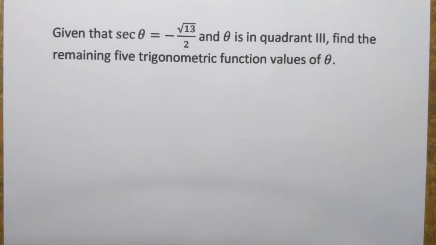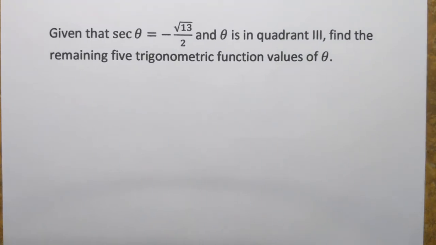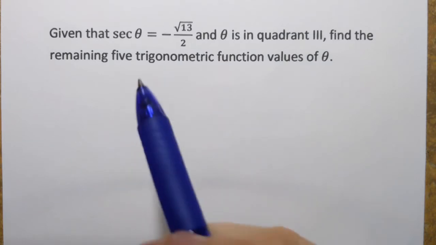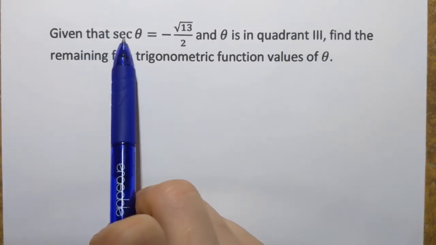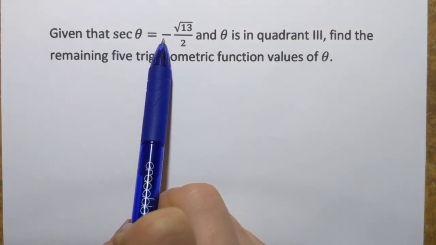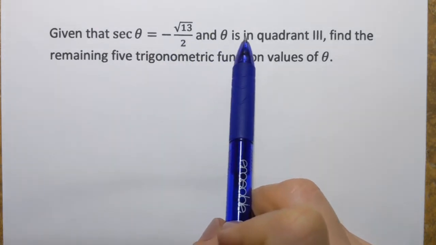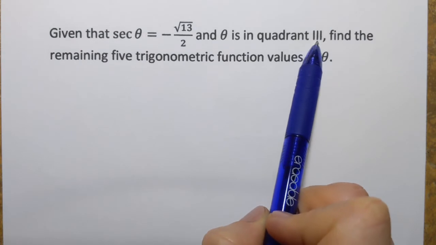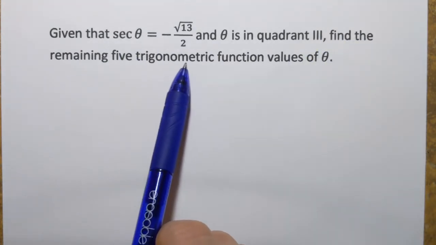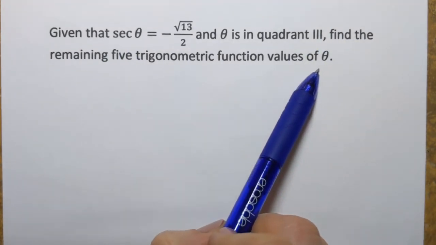Hi everyone! In this video we're going to learn how to find all 6 trigonometric function values of an angle if you only know one of those 6 function values, and you also know in which quadrant that angle terminates. So our example says that given that secant of theta is negative square root of 13 over 2 and theta terminates in quadrant 3, find the remaining 5 trigonometric function values of theta.